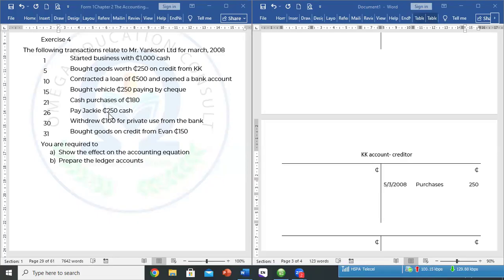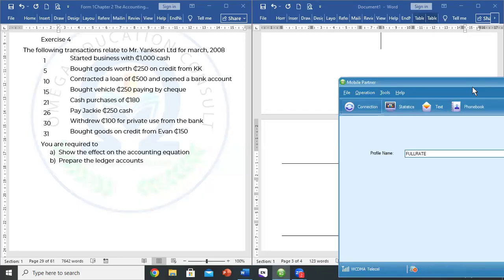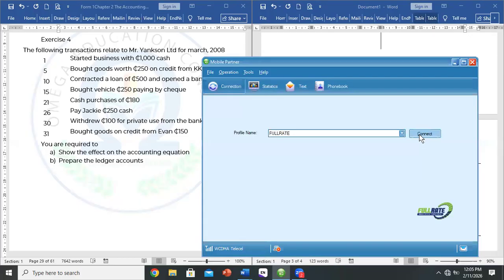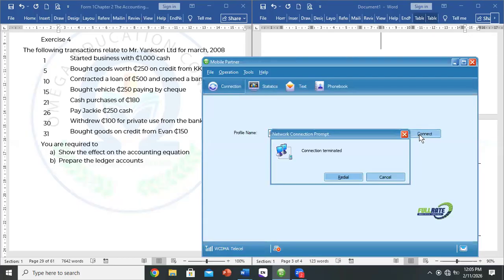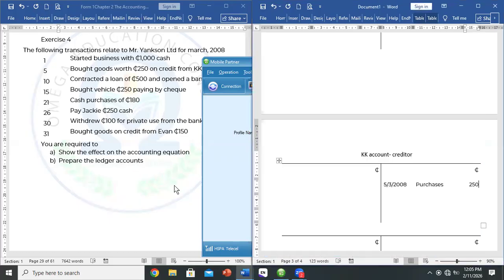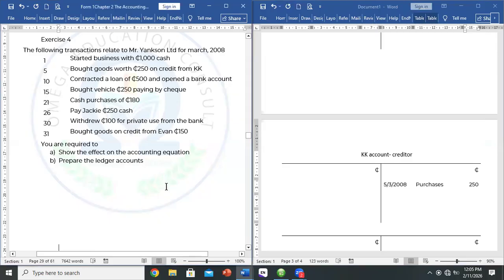Sir, I want to answer the question. Okay, so go ahead. Yeah, Fidel, go ahead. Okay, the business contracted a loan of 500 CDs and opened the bank account. Increase in liability, which is the loan. The increase in assets, the bank. Okay. Thank you very much, Fidel.